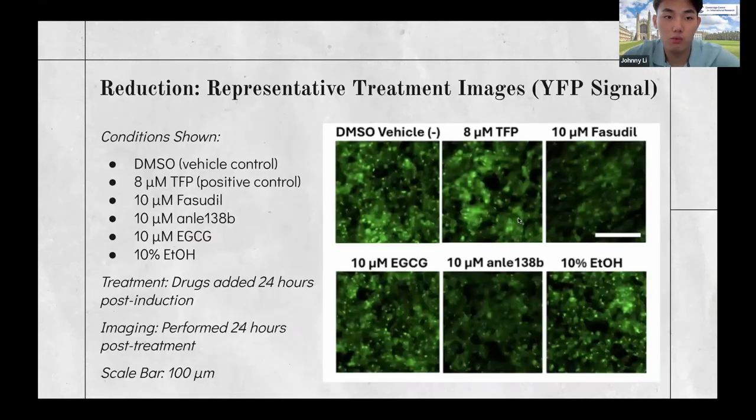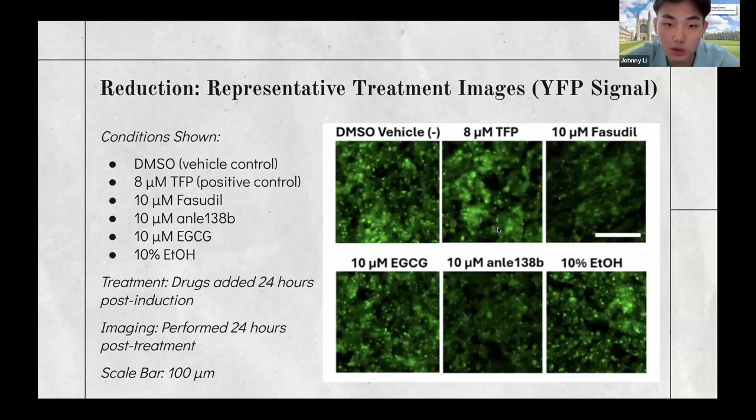Now, moving on to our reduction assay. This is where, again, we observe whether compounds can clear existing alpha-synuclein inclusions. These images reflect the treatments 24 hours after drugs were applied to already induced cells. The same concentrations were used as before.